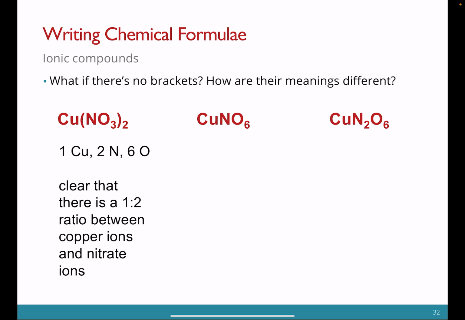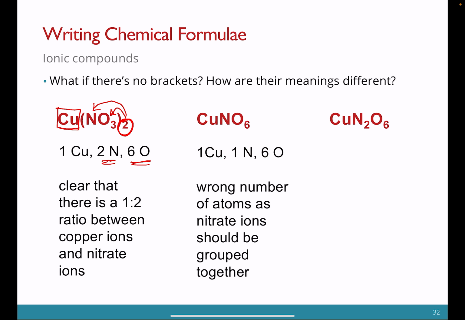Now, what if there's no bracket? How are their meanings different? From the first formula, how can I count the number of nitrogen and oxygen? It's like math where you have to open the bracket by multiplying in. So we can see that there's 2 nitrogen here and 6 oxygen in total. What is clear from this formula is that there is a clear 1:2 ratio of the copper ion and the nitrate ion.